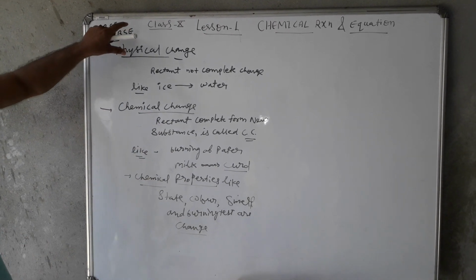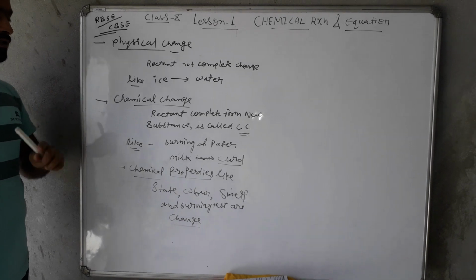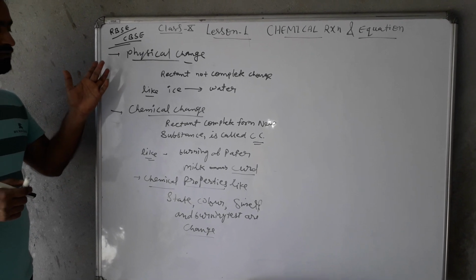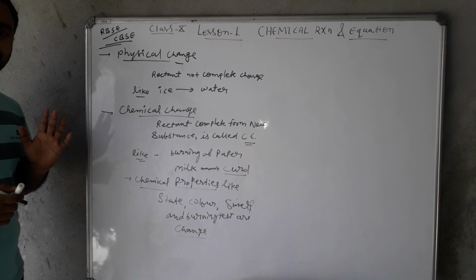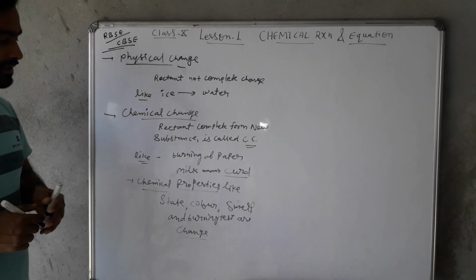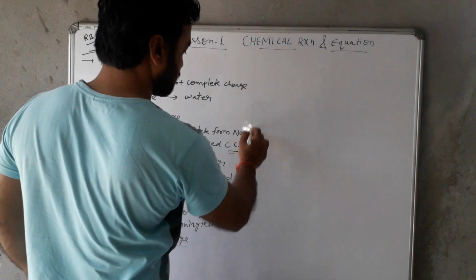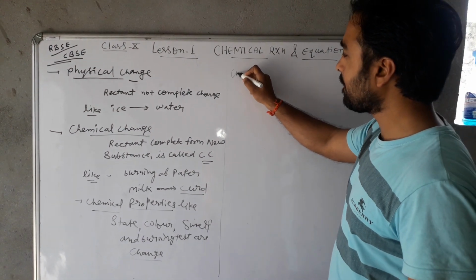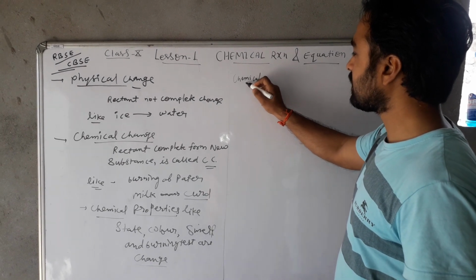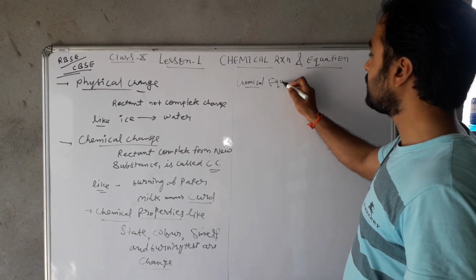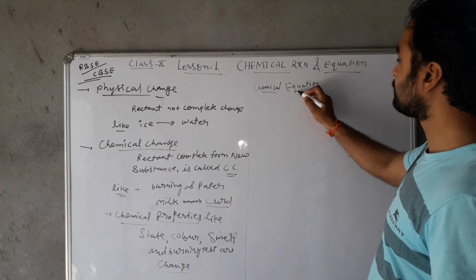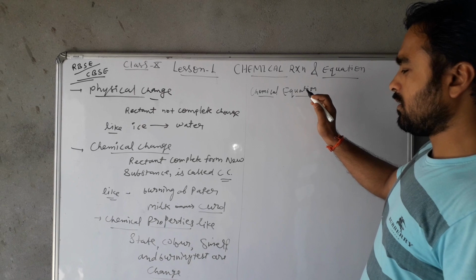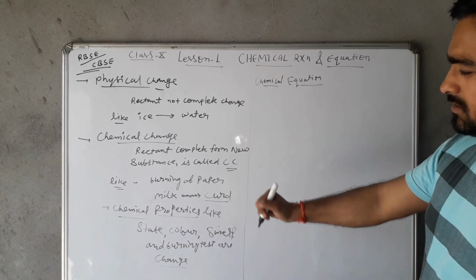So students, here physical change and chemical change. One question forms here: what is the difference between physical change and chemical change? Here you learn chemical reactions and equations. What do you mean by chemical equation? Burning is an example of chemical change.